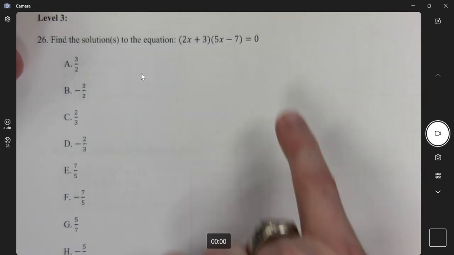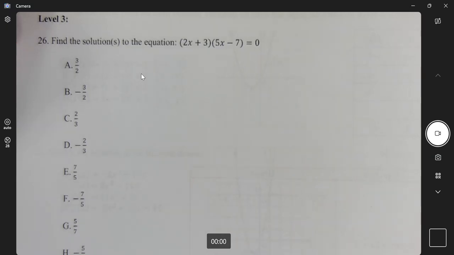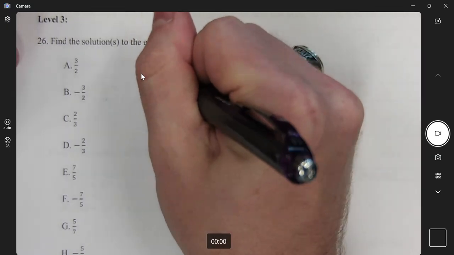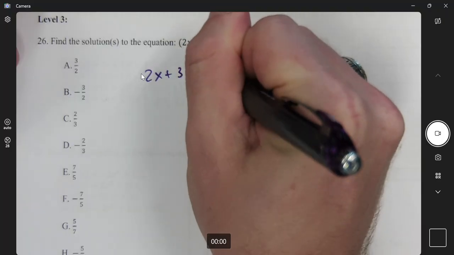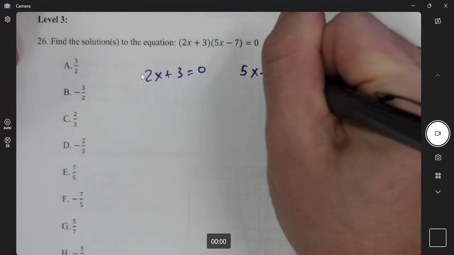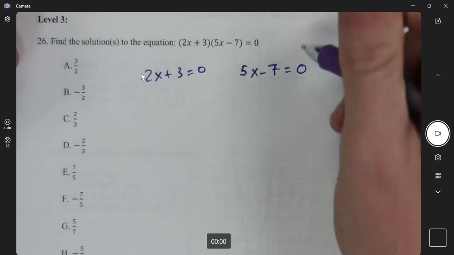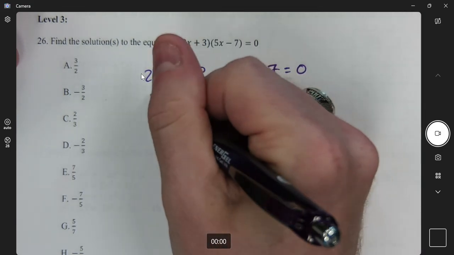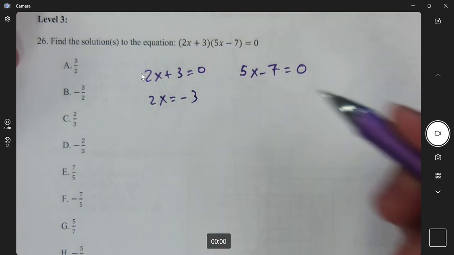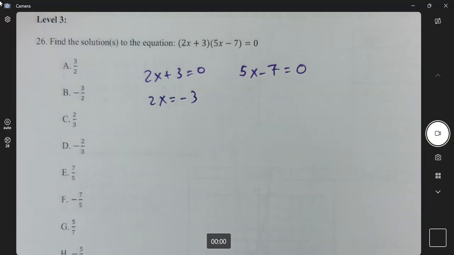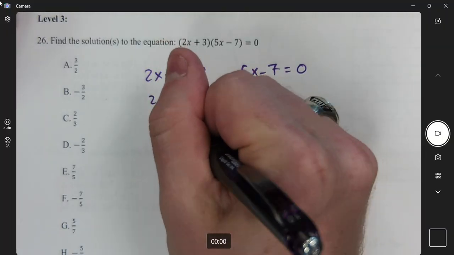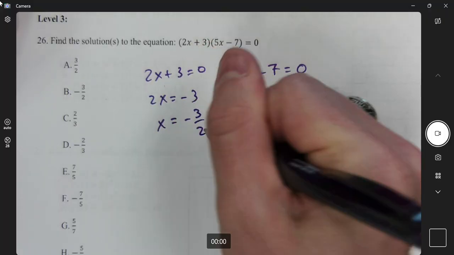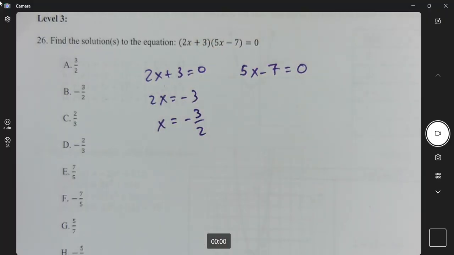Here's how you do that. Since this is factored and equals 0, you literally just set the parts equal to 0 and then solve for x to be finished. Subtract 3 from both sides and divide both sides by 2. There's one of the answers.